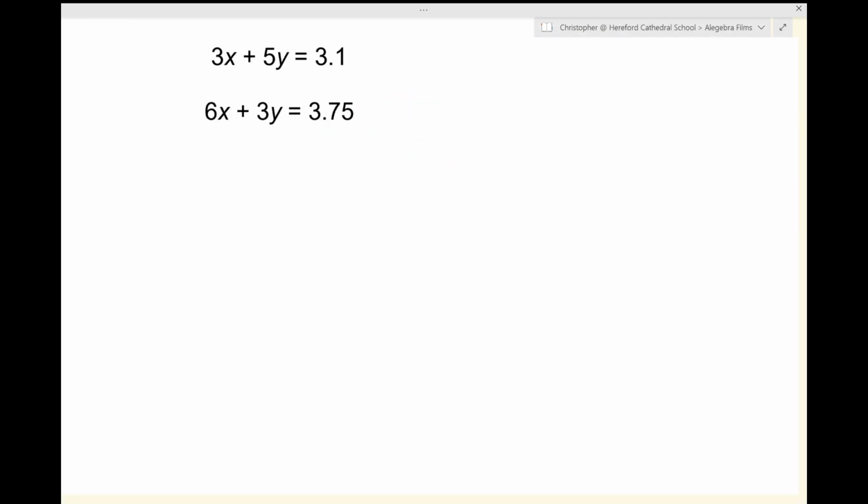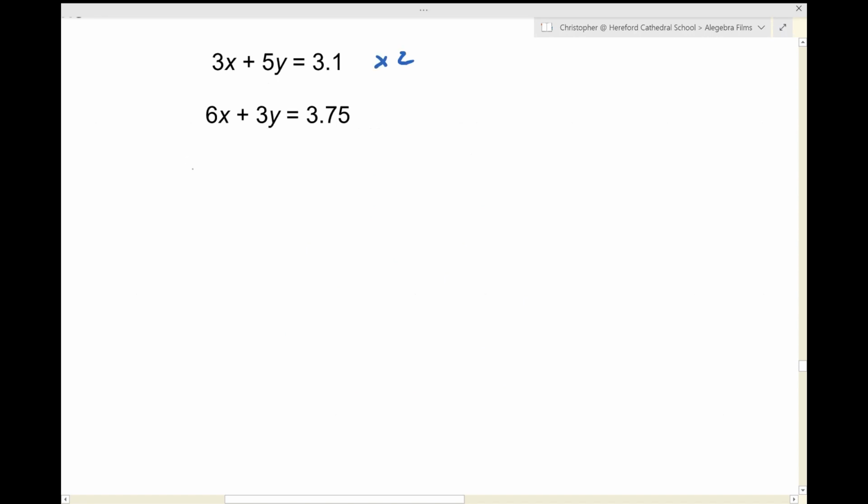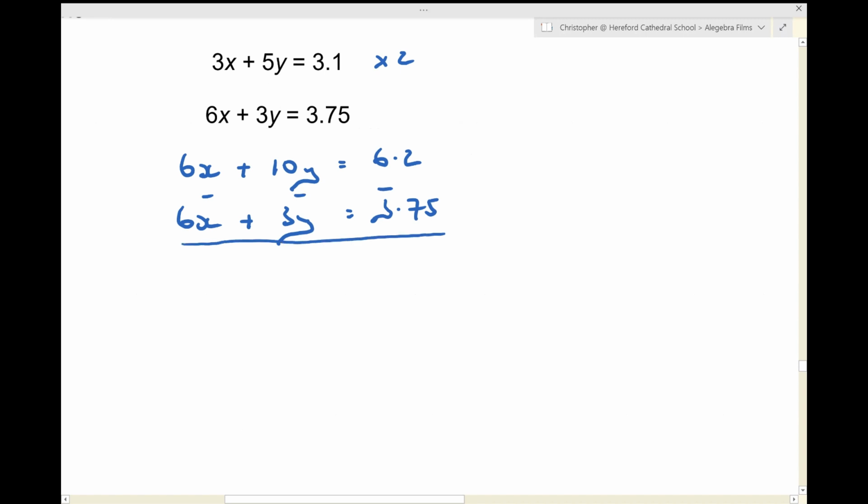Question 8, get the x's equal, then subtract. I'm going to double this second equation to give me 6x plus 10y equals 6.2, because I've already got 6x in the first equation, which I'm copying down now. Minus, minus, minus. 10y minus 3y gives me 7y equals 6.2 minus 3.75, on my calculator gives me 49 over 20. Divide both sides by 7 and y is 7 over 20.